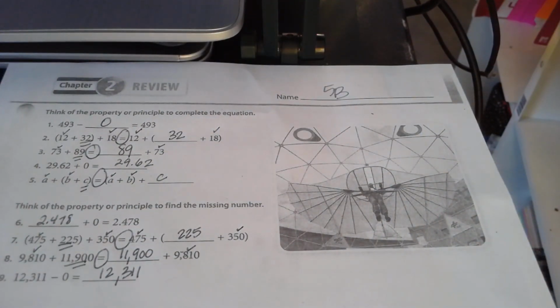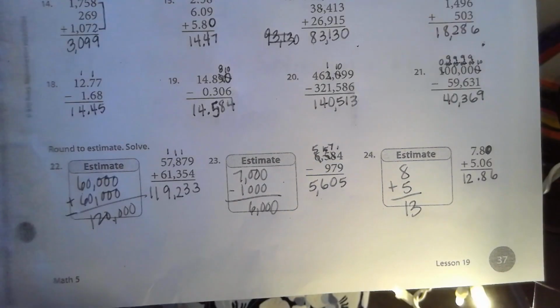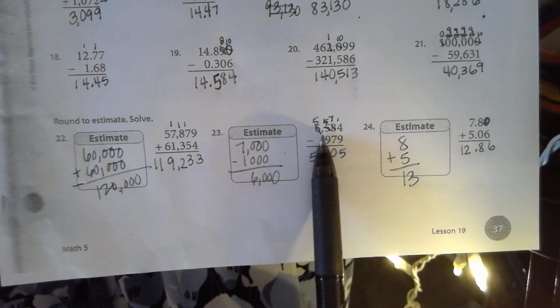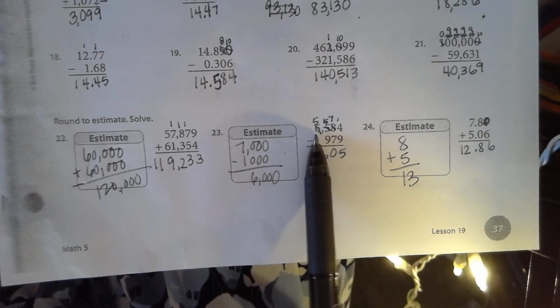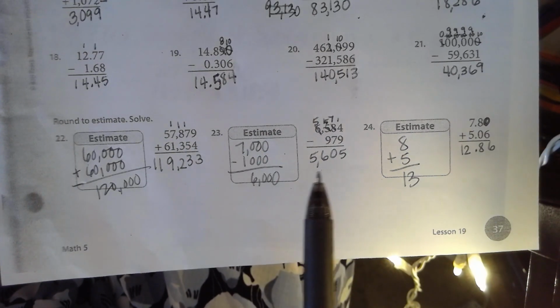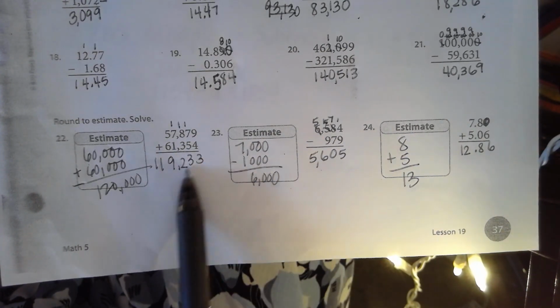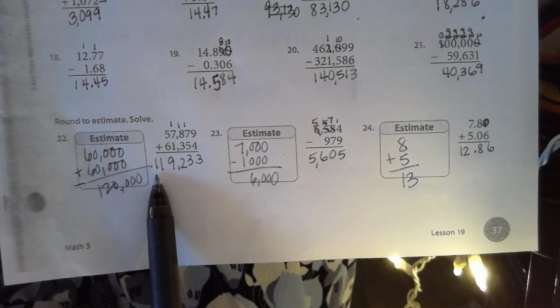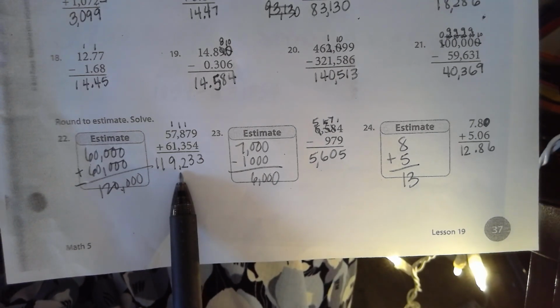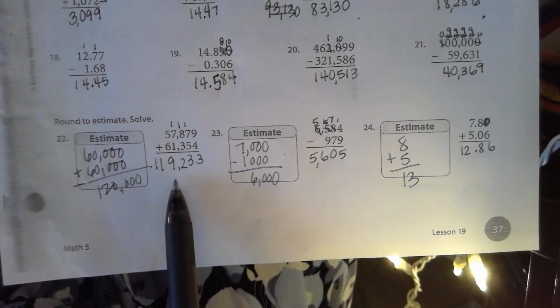All right, 22, 23, and 24. All right, let's take a look at 22, 23, 24. So again, if you're estimating these, and I'm looking at 6,584, I'm going to round that to 7,000. All right. I'm sorry. My answer for number 22 is 119,233. Does anyone have something different? We're all good there? Okay.